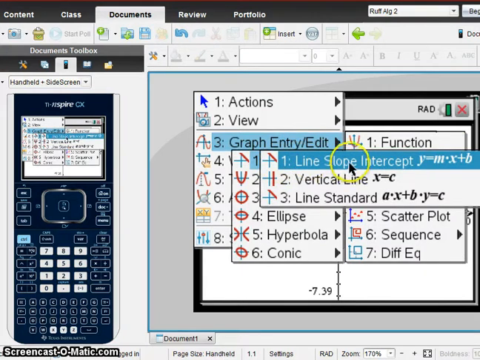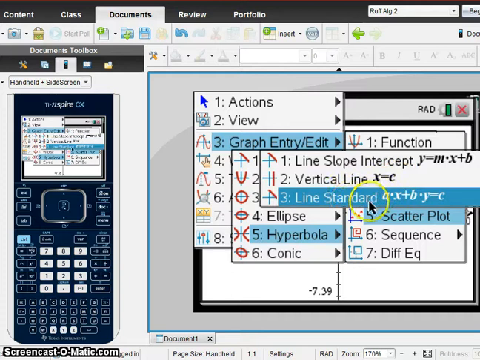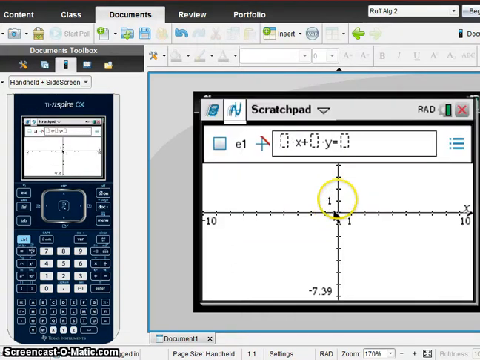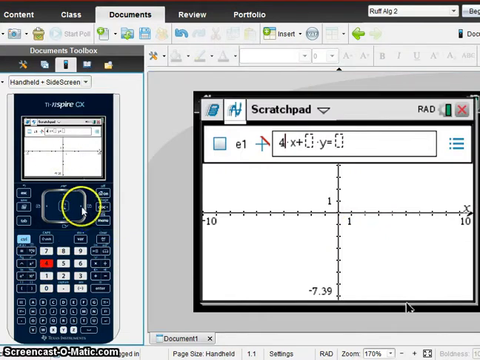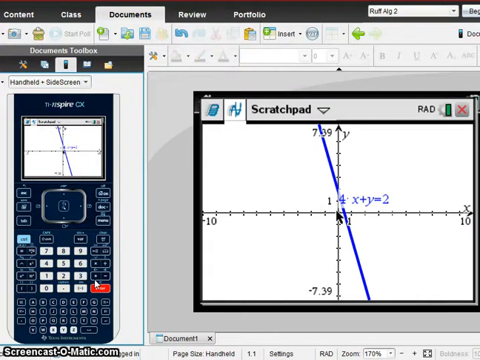All right, and they give you slope intercept, which I would never use because we can just use the function form for that. You can do a vertical line, so if you ever want to graph a vertical line, that's right there, x equals c. We want to do standard form, ax plus by equals c. It puts a little template up here, so you just type in the numbers. 4x, if there's no number there, it's a 1, 1y, equals 2. All right, and hit enter, and it'll graph that for you right there.